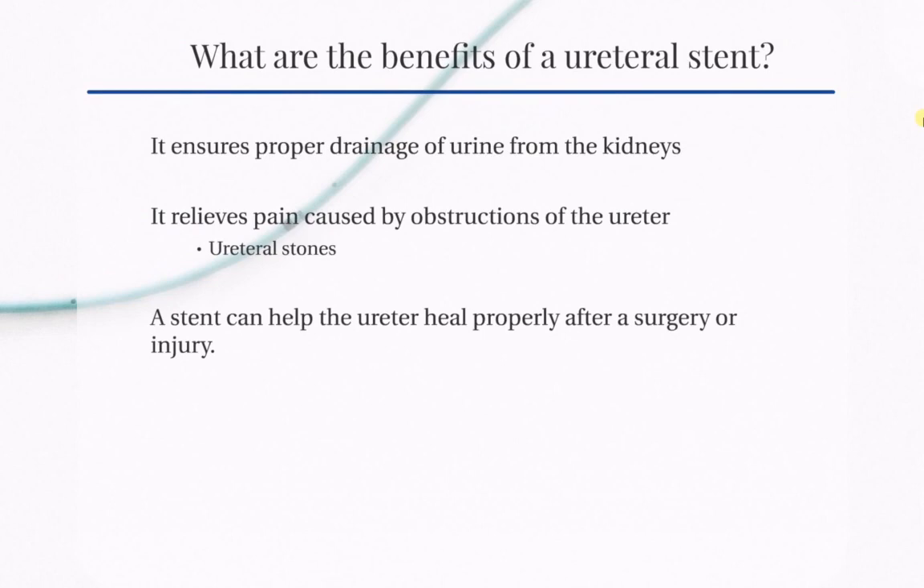What are the benefits of a ureteral stent? It can help ensure drainage of urine from the kidneys. The ureteral stent may also help relieve pain caused by obstruction of the ureter, such as stones in the ureter. In such circumstances, the stent stays side by side to the stone. The stent drains the urine from the kidney so that the patient may have immediate relief of pain, even though the stone may still be present in the ureter. The stent can also help the ureter heal properly after surgery or injury.